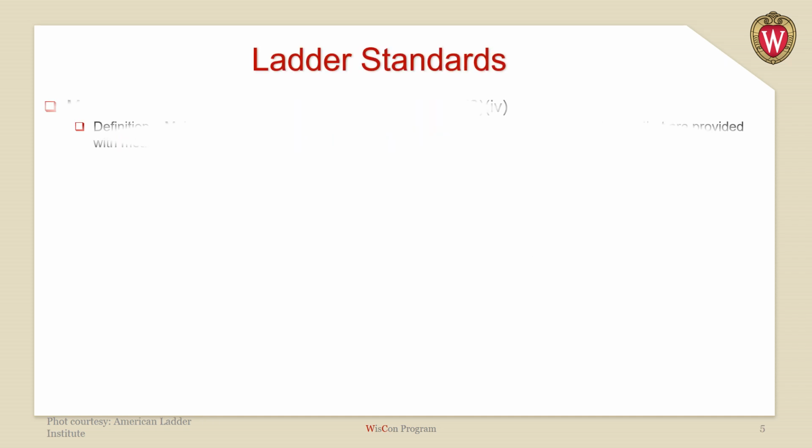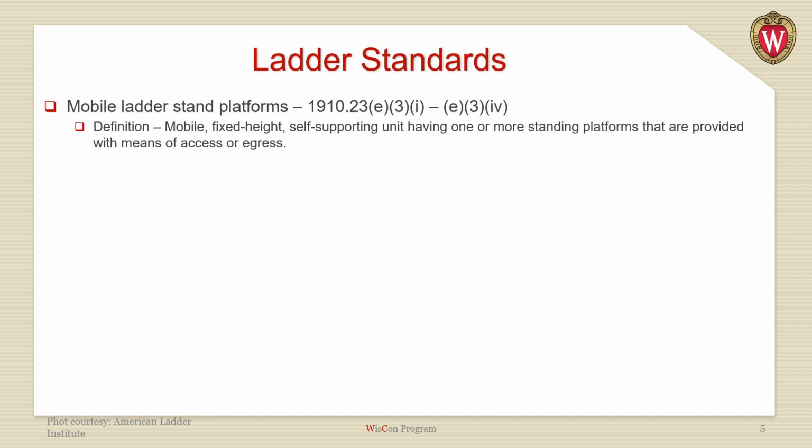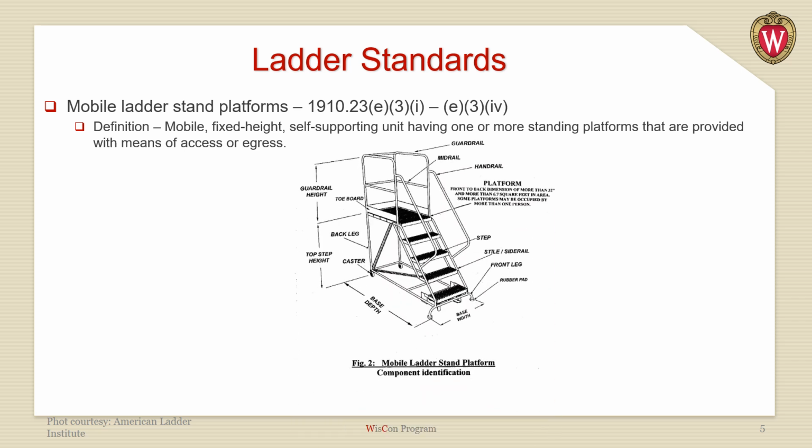Then when we look at the other side of it, the mobile ladder stand platforms, 1910.23 E3(i) through E3(iv) talks about these. It's a mobile, fixed height, self-supporting unit having one or more standing platforms that are provided with means of access or egress. This is a picture of that. Typically these are designed with a platform at the top with guardrail all the way around that has a mid-rail, meeting the requirements for the walking and working surfaces standard. These can typically be occupied by more than one person, and once again, you need to ensure that you select the right type to withstand the full intended load.